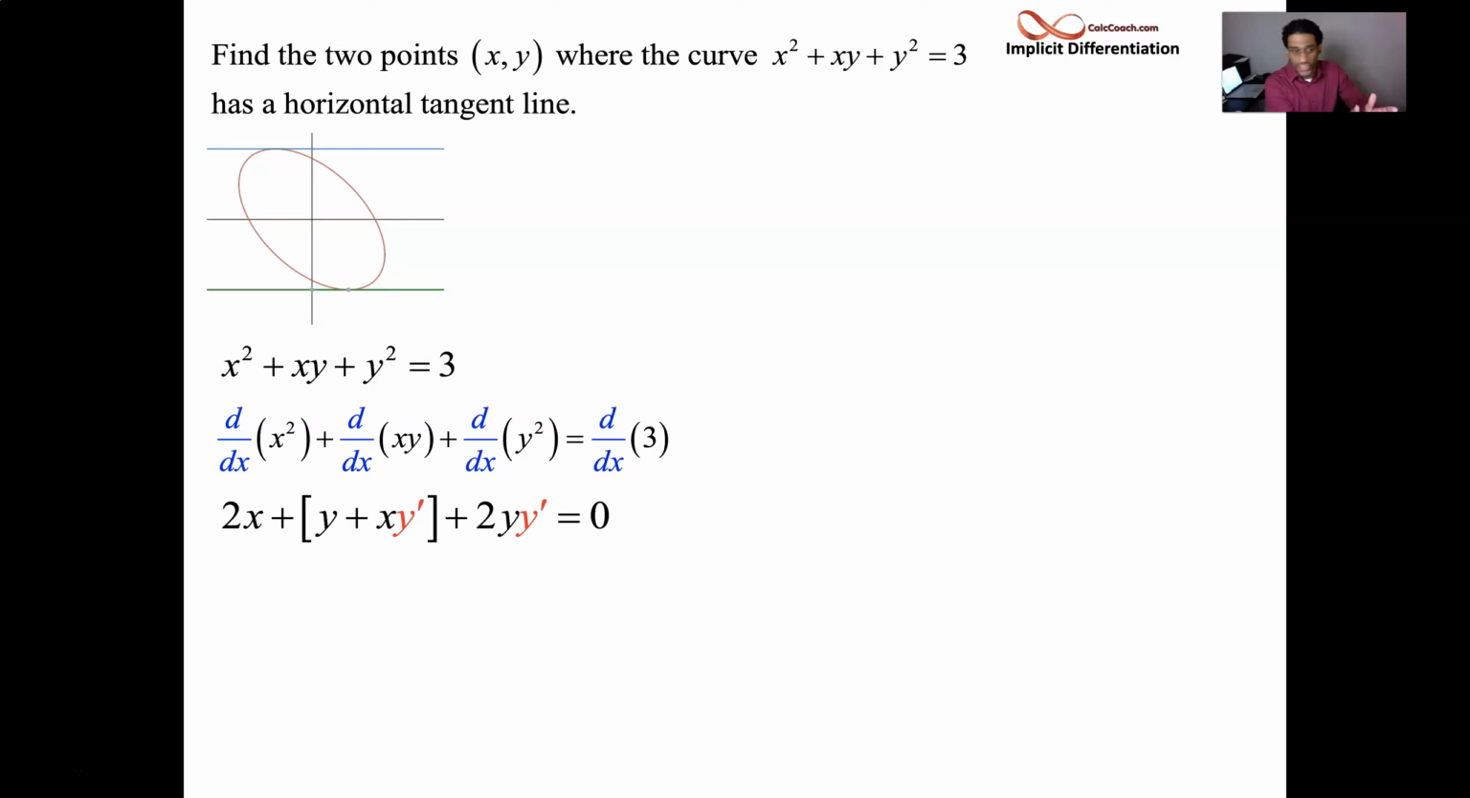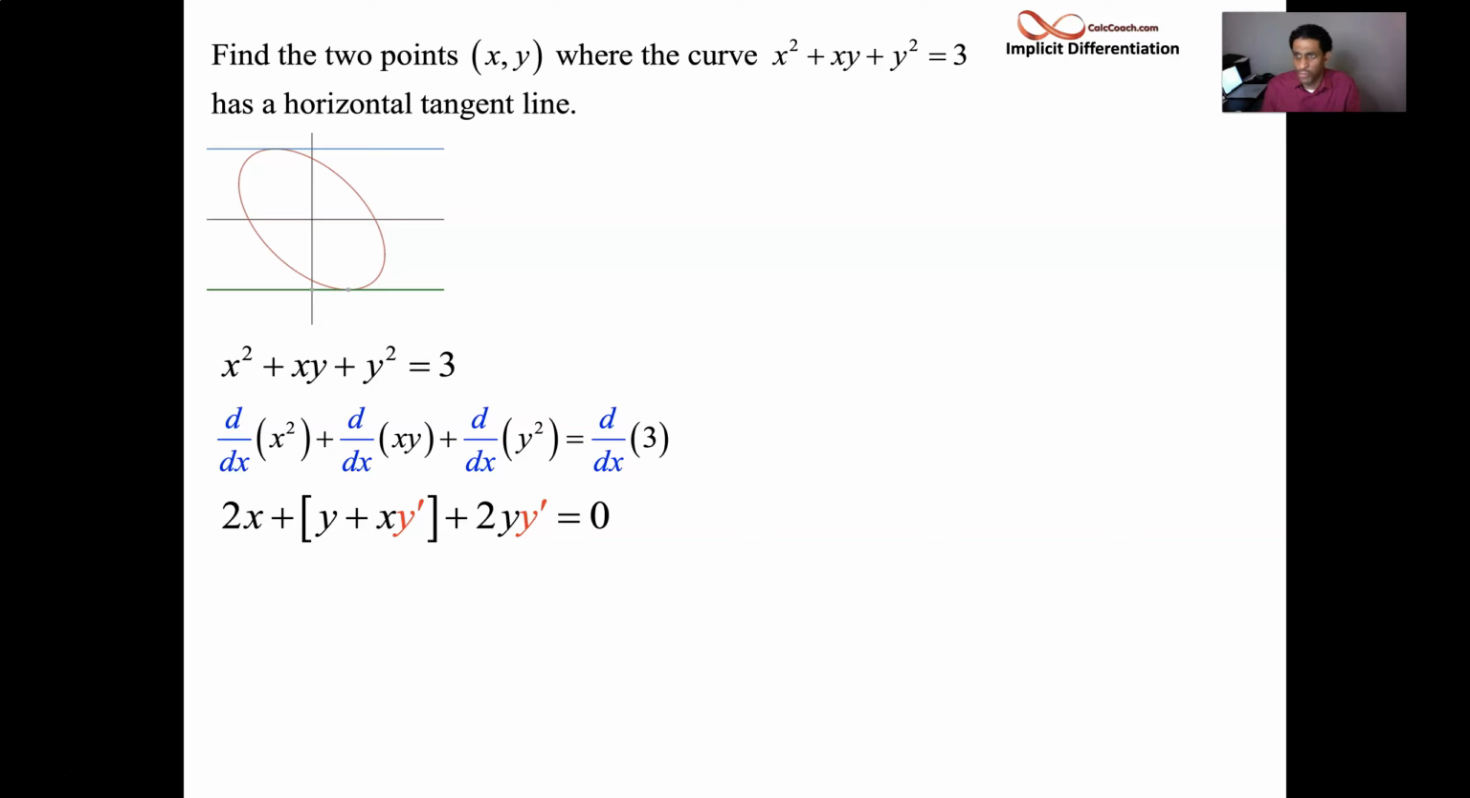So we have 2x, and then we have a product rule. The derivative of the first, x is the first function and y is the second function. The derivative of x is a 1 times the y, plus the x times the derivative of y, written once again as y prime in a different color so it stands out. And then y squared's derivative is 2y y prime, and then it's equal to 0.